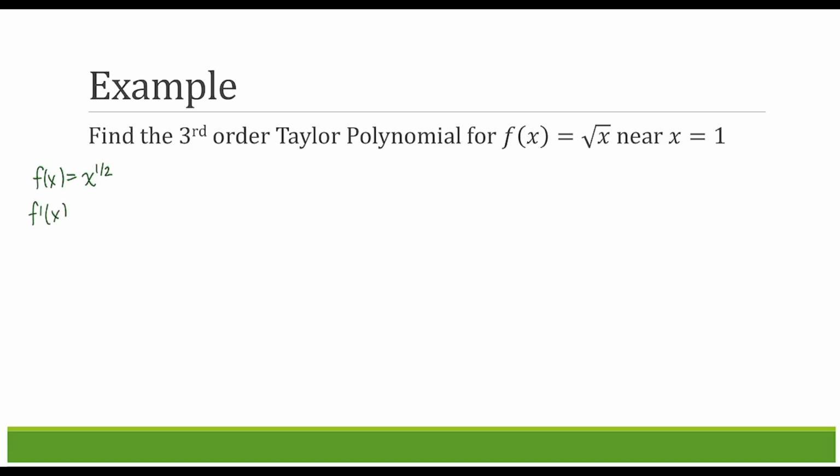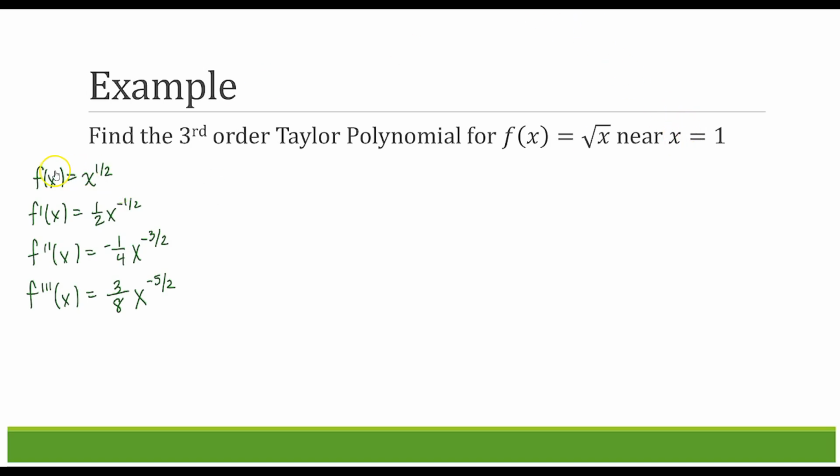So its derivative is 1/2 x to the negative 1/2. The second derivative is going to be negative 1/4 x to the negative 3 over 2. And the third derivative of x is going to be positive 3 over 8 x to the negative 5 over 2. So we're just applying the power rule.